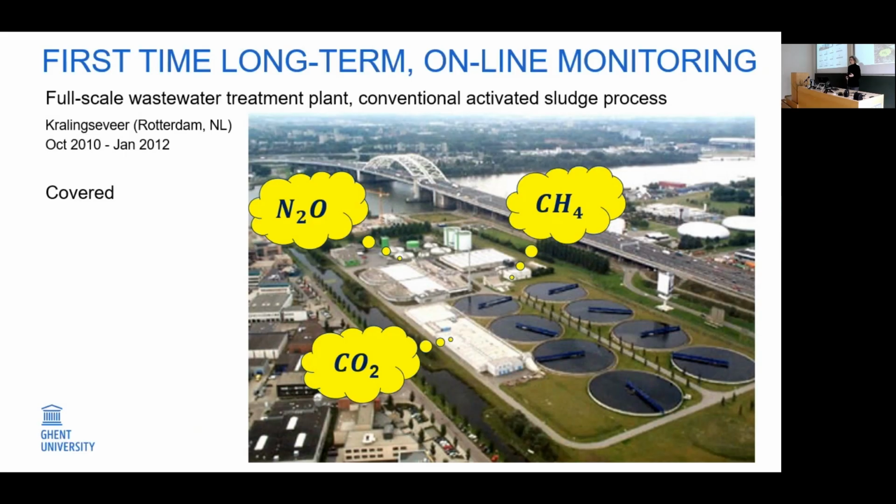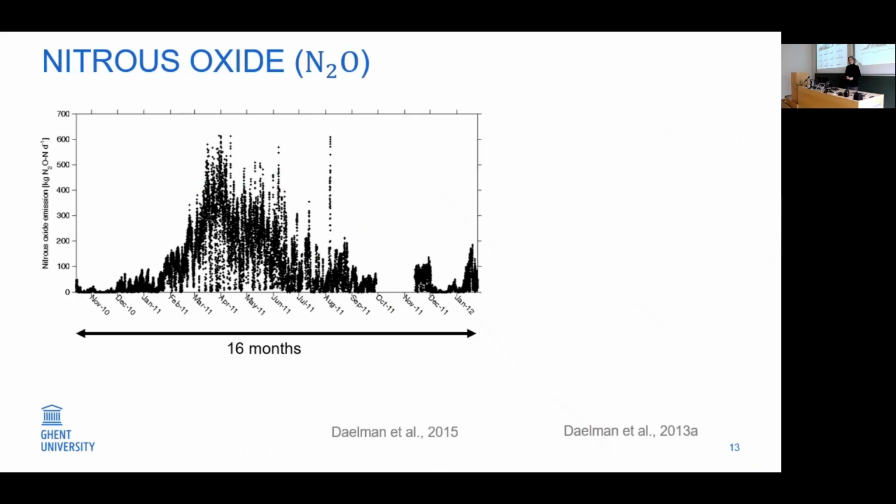We measured N2O, methane, CO2. As I told you already, it was short cycle CO2, so it's mainly the CO2 which is related to the aeration, which is important there. Here are the results for N2O. You see here the dynamics over 16 months. And you see indeed that there is a very high seasonal and also diurnal variability.